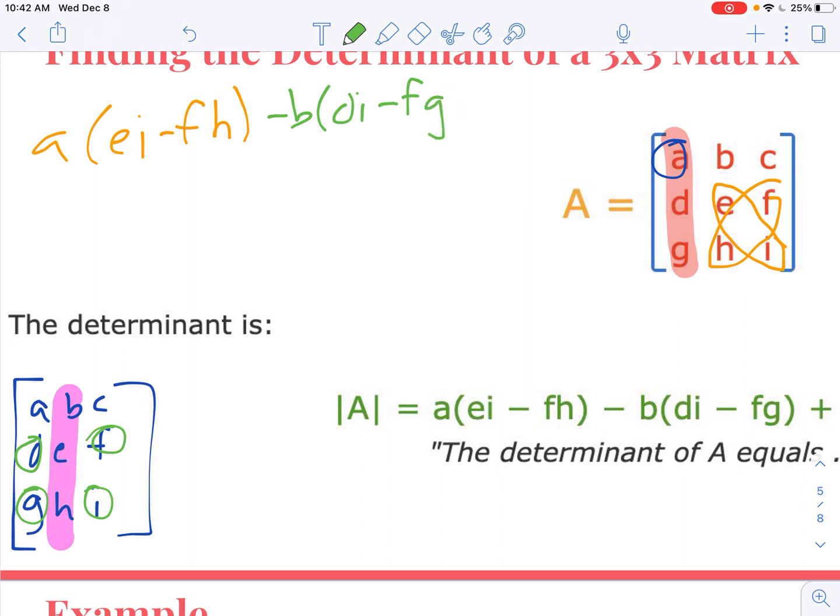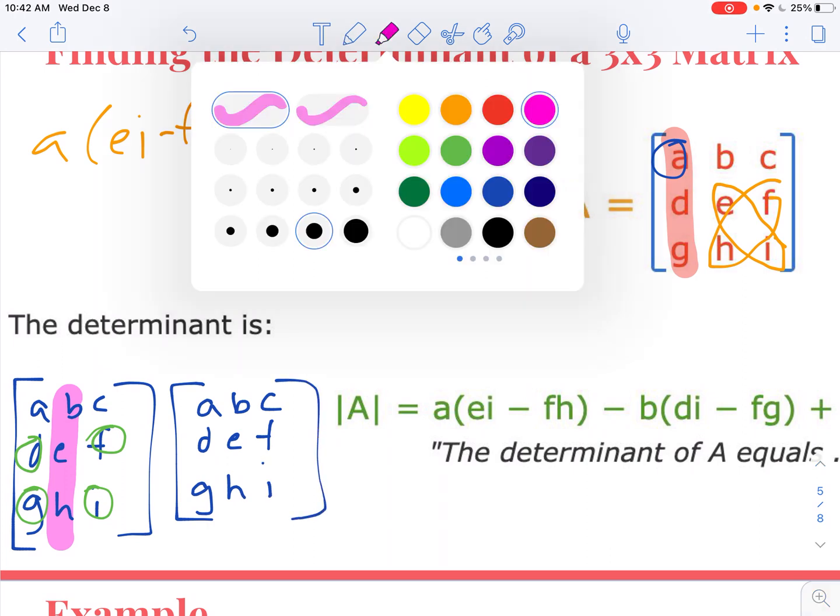And then finally, I've got this matrix one last time: A, B, C, D, E, F, G, H, I. I have my last column.